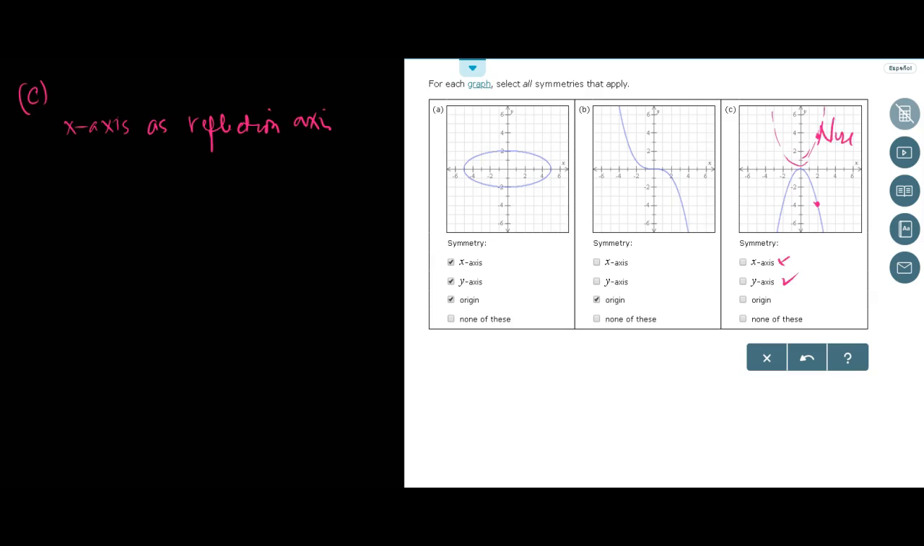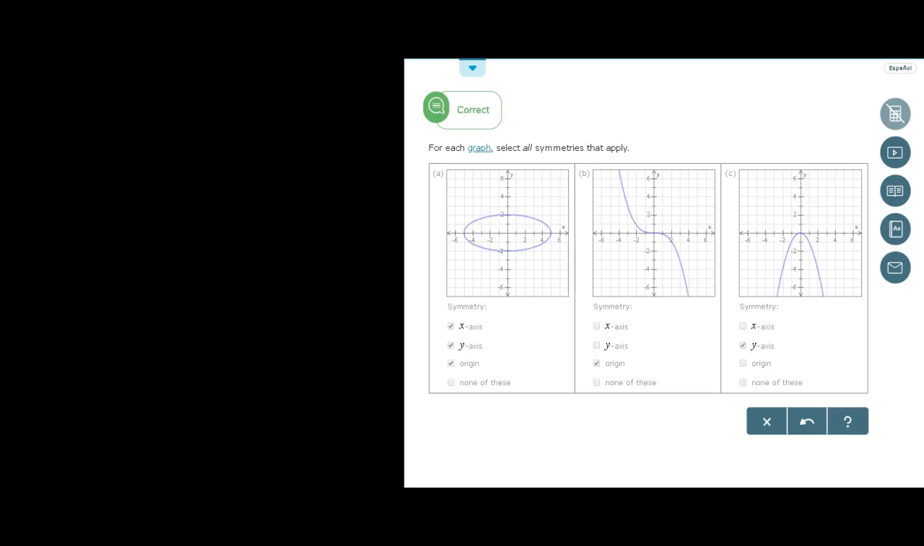Now with respect to the y-axis, it's easy to see that if you fold along the y-axis, the left half and the right half will coincide with each other. So it's symmetric with respect to the y-axis. For the origin, there's no reflection, so there's no symmetry.